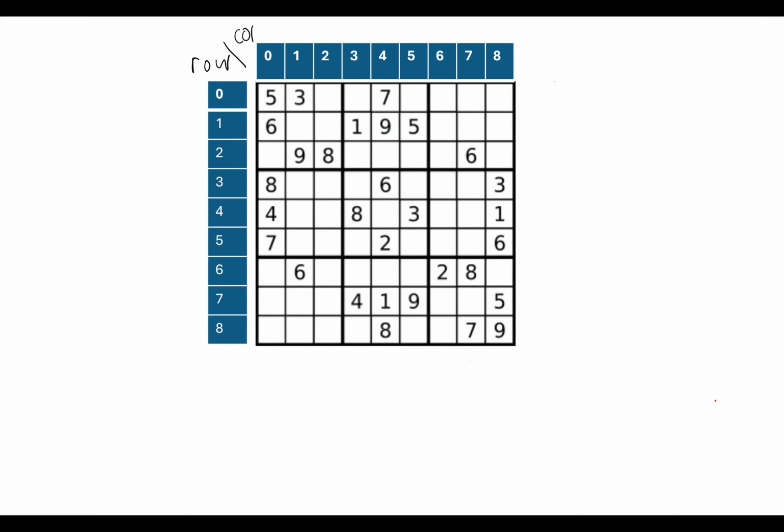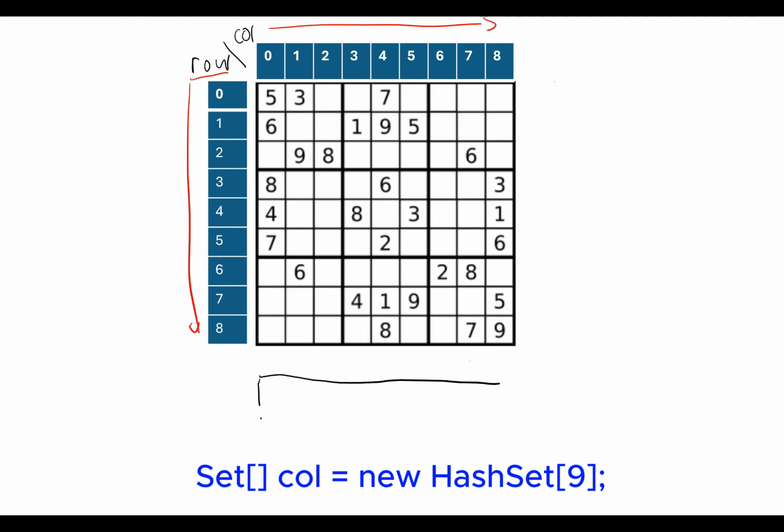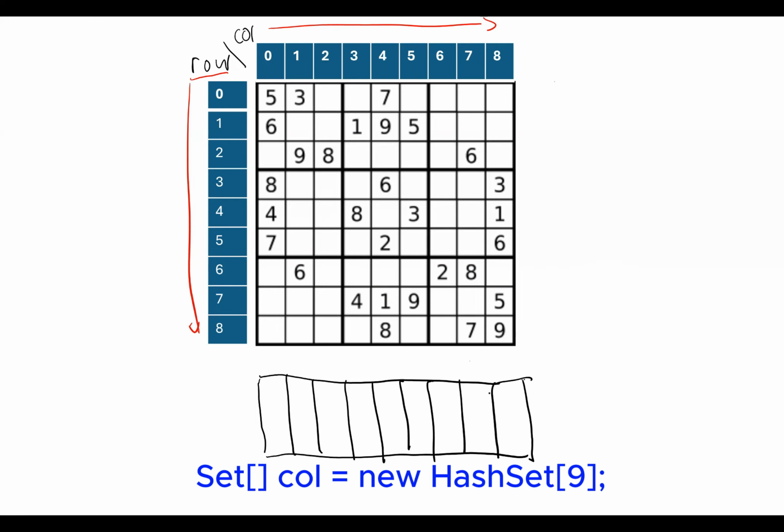So this is a given board, and these are the rows. As you can see, these are the row numbers, and this is the column numbers, right, for ease. Okay, so what we can do is have a hash set array of size, say, 9, right? So this is our array of hash sets. Each of these is one set, right? So this is, say, the hash sets for the columns, right?